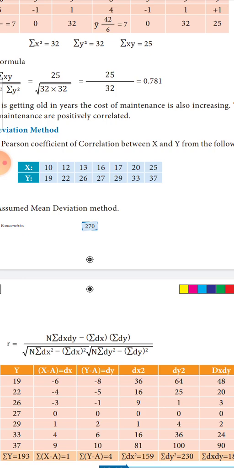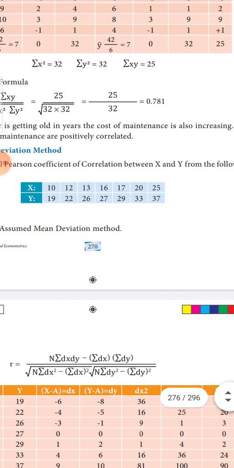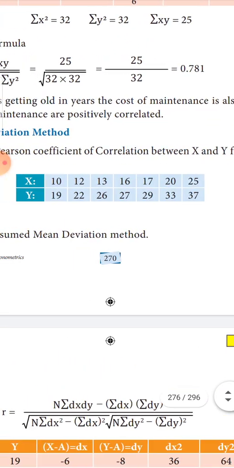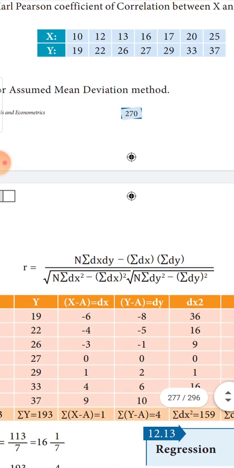Deviation means how far the value is deviating or going away from the assumed mean. That is the value of d. D is equal to x minus a. Now we shall go to the question. The x values are given and the y values are given. We need to find what is the correlation coefficient between x and y. Since they have asked us to use the assumed mean deviation method, let us first write the formula.